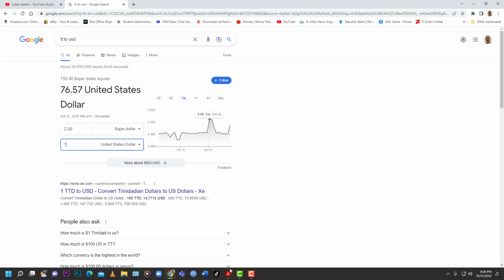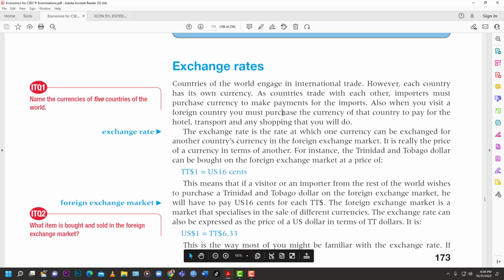So it's basically the amount of one currency you can get for another. In a nutshell, the exchange rate is the rate at which one currency can be exchanged for another. So in terms of the EC for the US, you need $2.70 EC to obtain 1 US dollar. That's the exchange rate right there. And we saw that you need about 6.7 TT dollars to get $1US. You need about 2 Bajan dollars to get $1US. You need about 153 Jamaican dollars to get $1US. So that's the exchange rate right there.